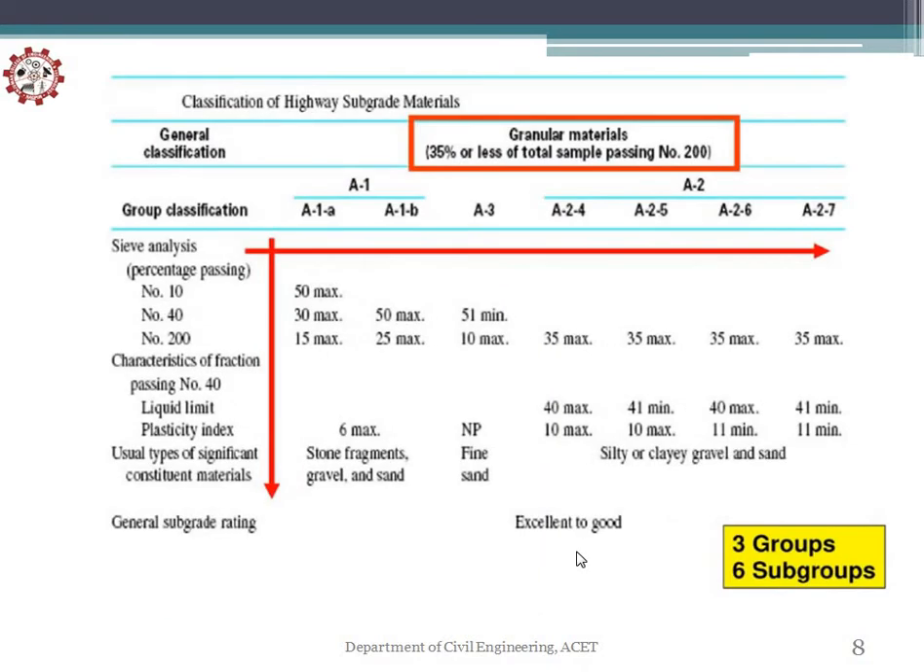Then this table shows highway subgrade materials from A1 to A7, where first A1 and A2 are classified. You can see that A1 is subdivided into A1a and A1b, then A3 is in the middle, and A2 again is subdivided into A2-4, A2-5, A2-6 and A2-7. In these categories all the material classification is given, so you can see what type of soils are there in which category.